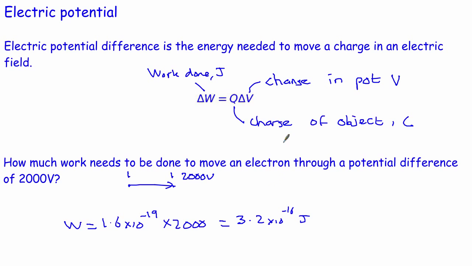In actual fact, you've really met this before, because when you studied Unit 1 and Unit 2, you defined an electron volt, which was the work done to move an electron through 1 volt of potential difference. So this equation you've actually seen before.